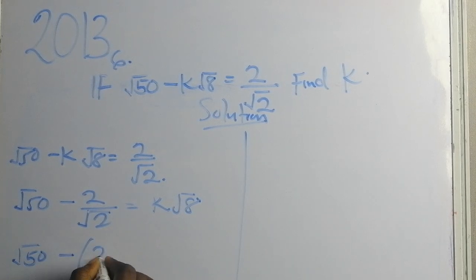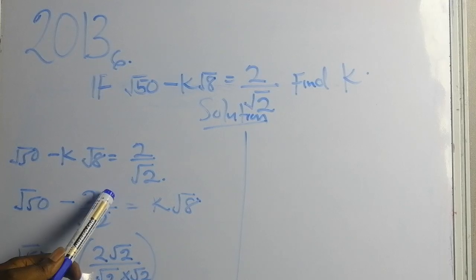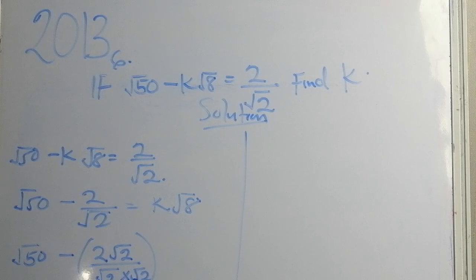So this is the same thing as saying 2 root 2 over root 2 times root 2. Rationalization: I multiply the denominator. What is at the denominator? Root 2. I multiply the numerator and the denominator by it. So root 2 times root 2, which equals k root 8. It's as simple as that. I multiply the numerator and the denominator with the denominator. That is rationalization, okay? 2 root 2 all over root 2 times root 2. So then I can continue this one here.